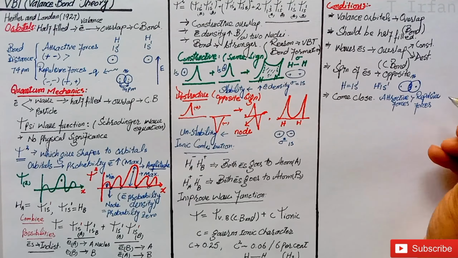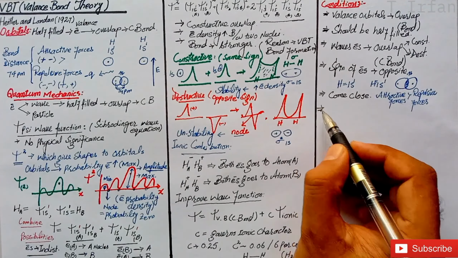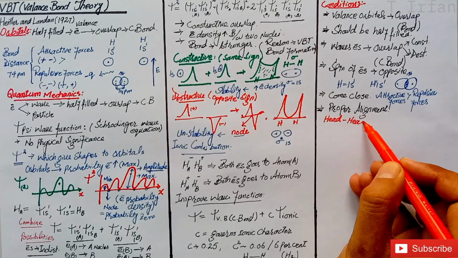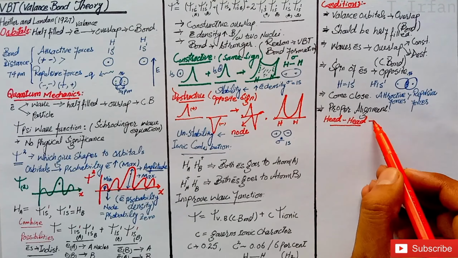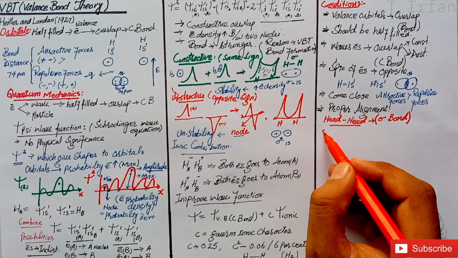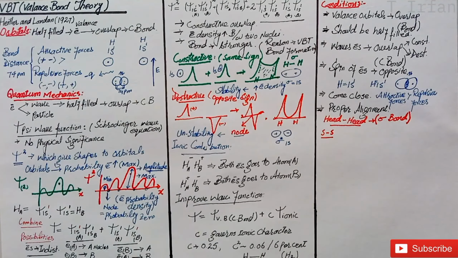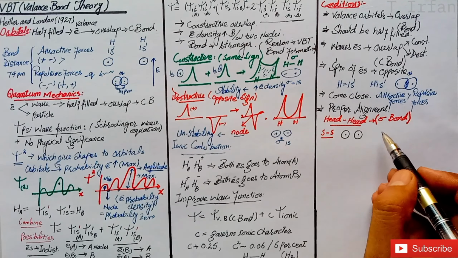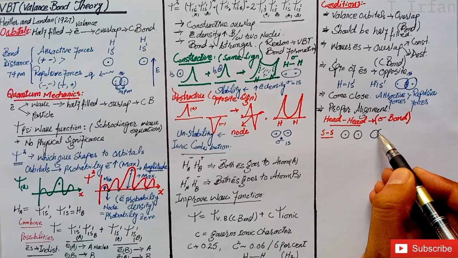And according to valence bond theory, there should be proper alignment or symmetry of the valence orbitals which are going to overlap. Valence orbitals can overlap head-to-head or side-to-side. In head-to-head overlapping, a sigma bond forms, which is a bond in which electronic density is maximum or concentrated along the internuclear axis. For example, when two s orbitals overlap and form a sigma bond.